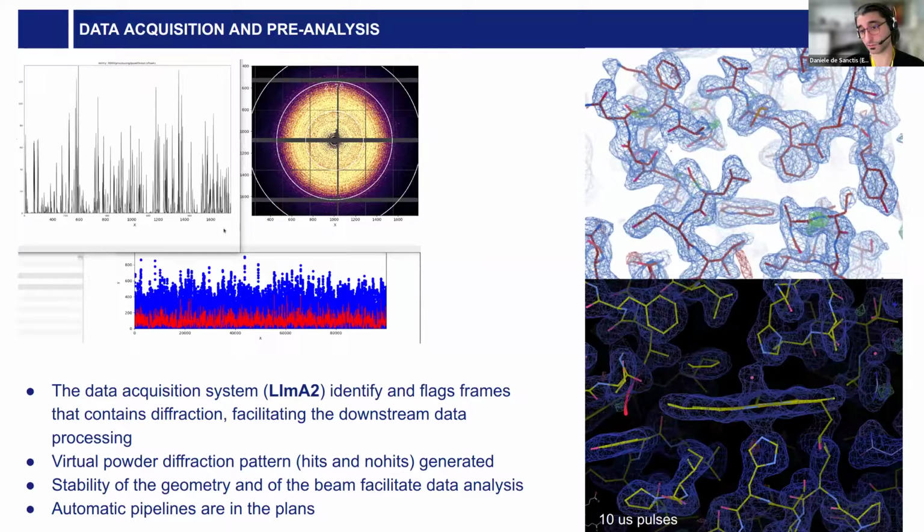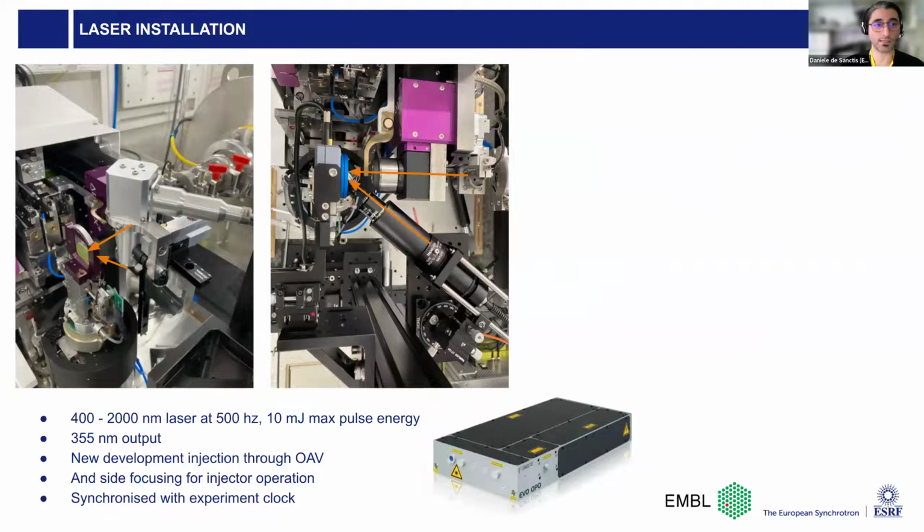This is, for example, a globin structure collected with 10 microsecond pulses, and you see that the whole heme configuration is completely preserved even after that exposure. As I said, we are completing at the moment the installation of the nanosecond laser, which was one of the things that was mostly delayed, unfortunately, because of some technical issues initially.